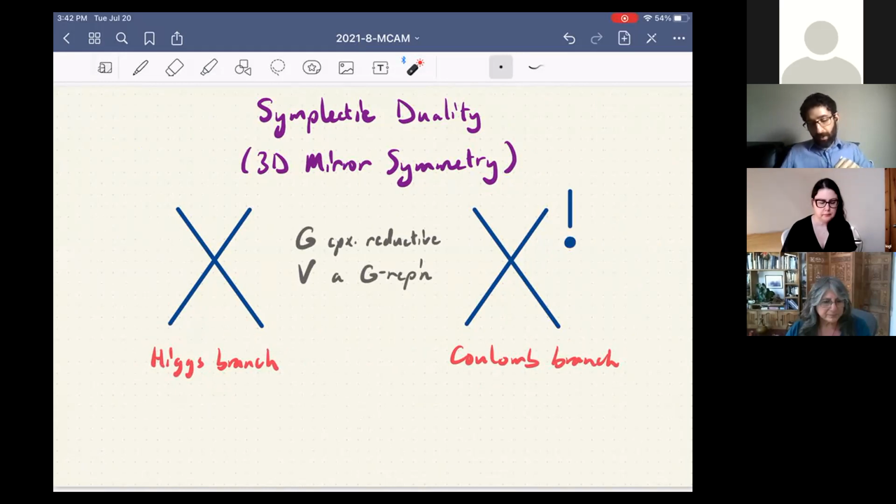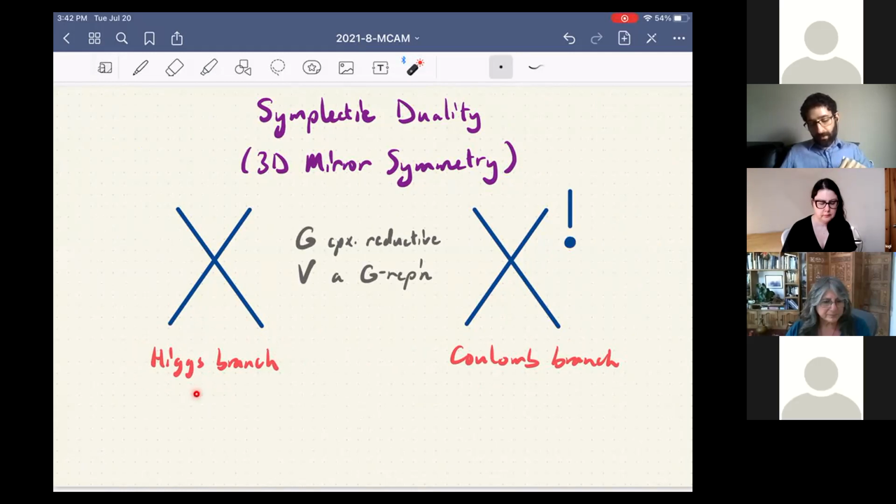That may be in part because the definitions of these two objects are in some sense a moving target. As the notion of symplectic duality gets refined, the definitions of these objects are being refined in response, especially the Coulomb branch, perhaps the more mysterious of the two.